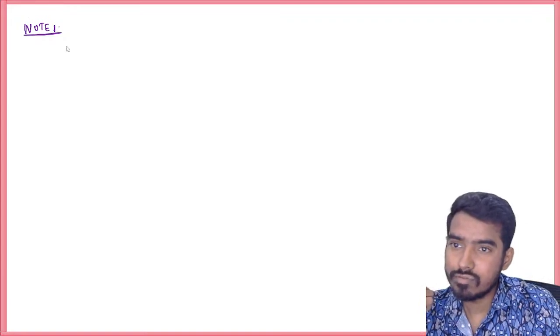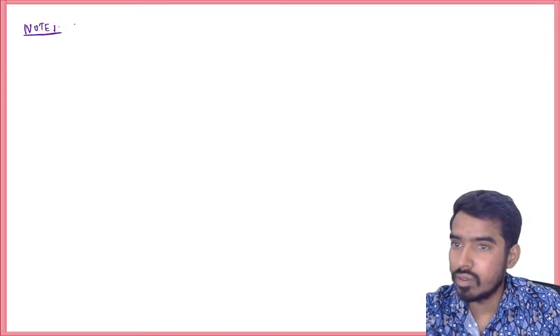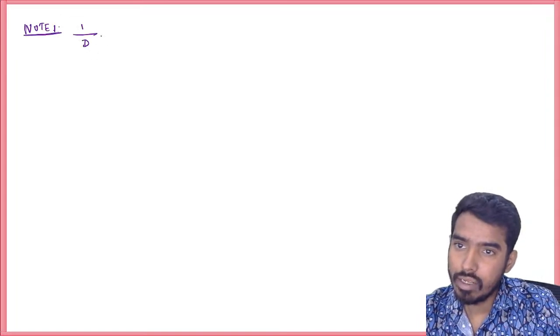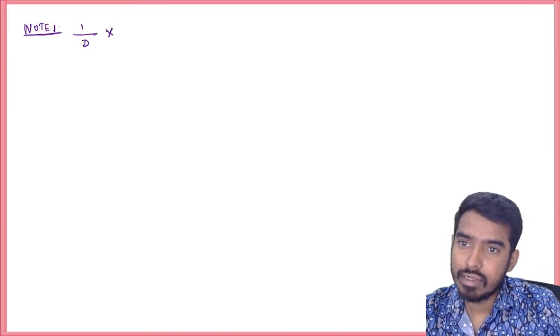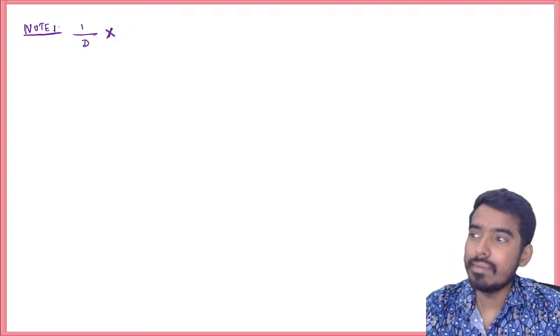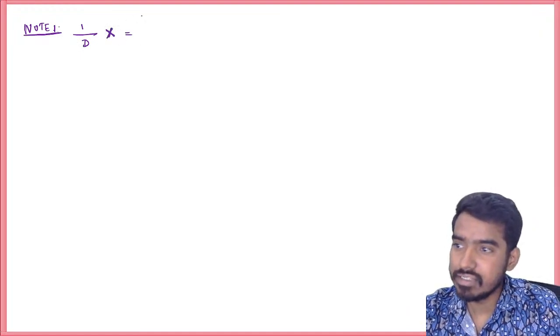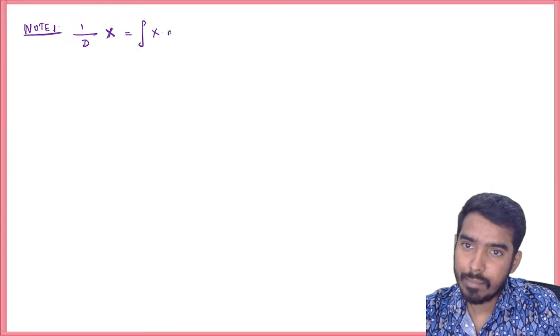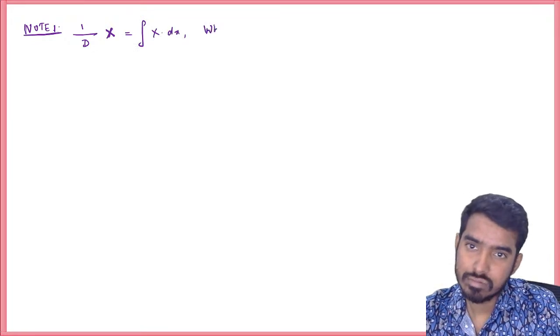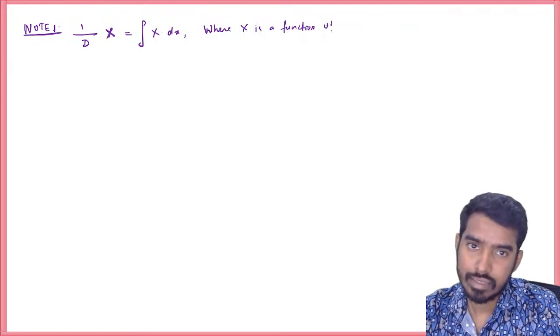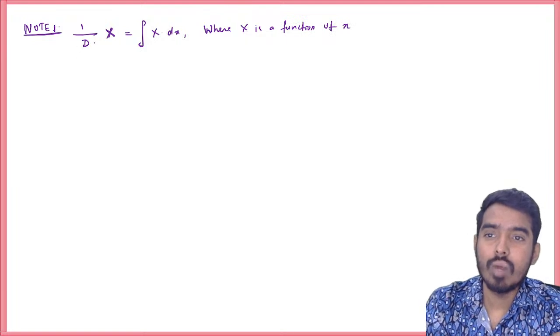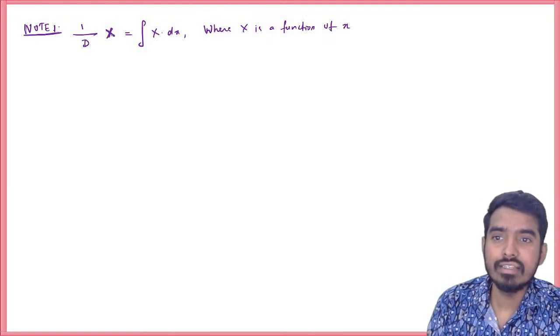The first note is 1 by D of capital X, where this capital X is a function of x. This is the same as the integration of capital X dx, where capital X is a function of x. If you have 1 by D, it means you have to integrate this X, right?